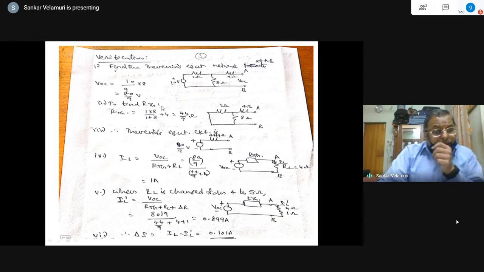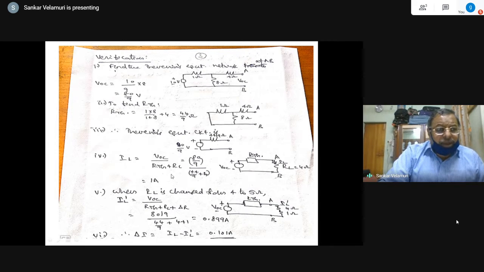So to find R Thevenin, remove the load. Looking back into the terminals of the network, 1 and 8 are in parallel, and 4 ohms is in series. So 1 into 8 by 1 plus 8, plus 4, is 44 by 9. So Thevenin's equivalent circuit is this: VOC is 80 by 9 and R Thevenin is 44 by 9. And IL is equal to VOC by R Thevenin plus RL. So this is 80 by 9 divided by 44 by 9 plus 4, which is 1 ampere.